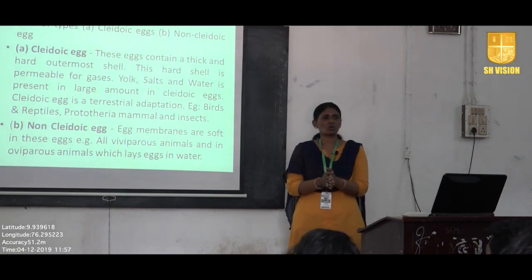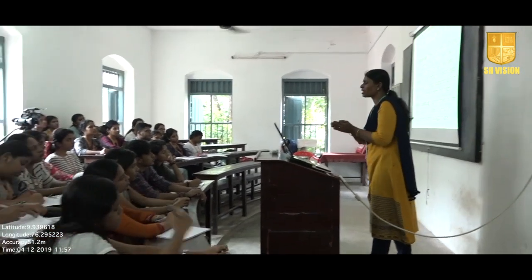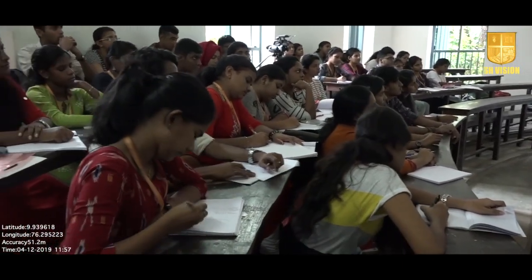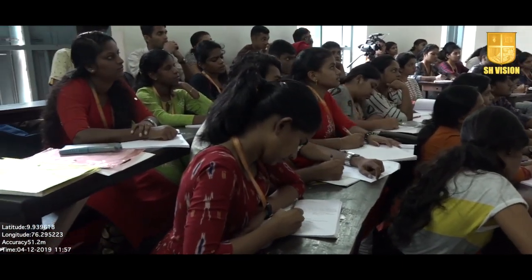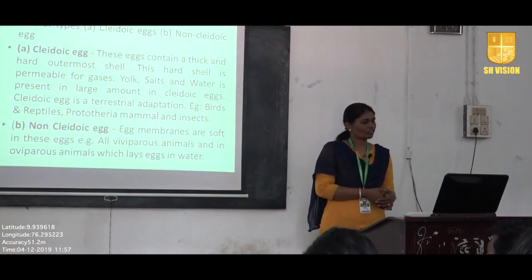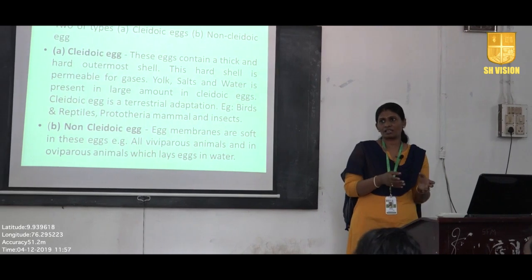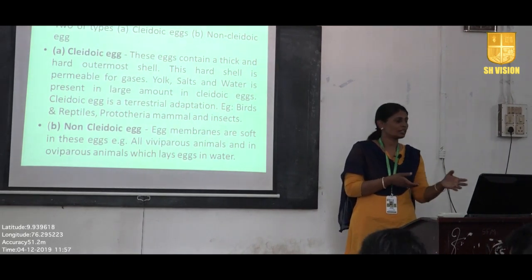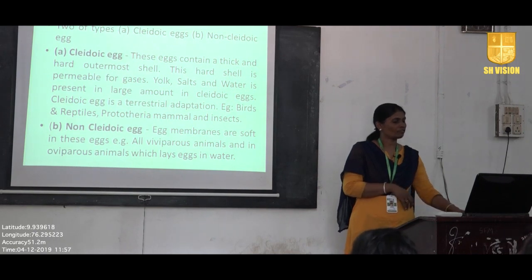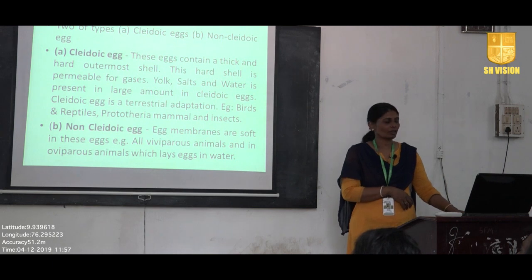And again, one more classification is there, and this is based on the presence of shell. Based on the presence of shell, you can call it a cleidoic egg or a non-cleidoic egg. If there's a hard shell like that of a chick, then that is known as cleidoic egg. Or if that hard shell is absent, then it is known as non-cleidoic egg.